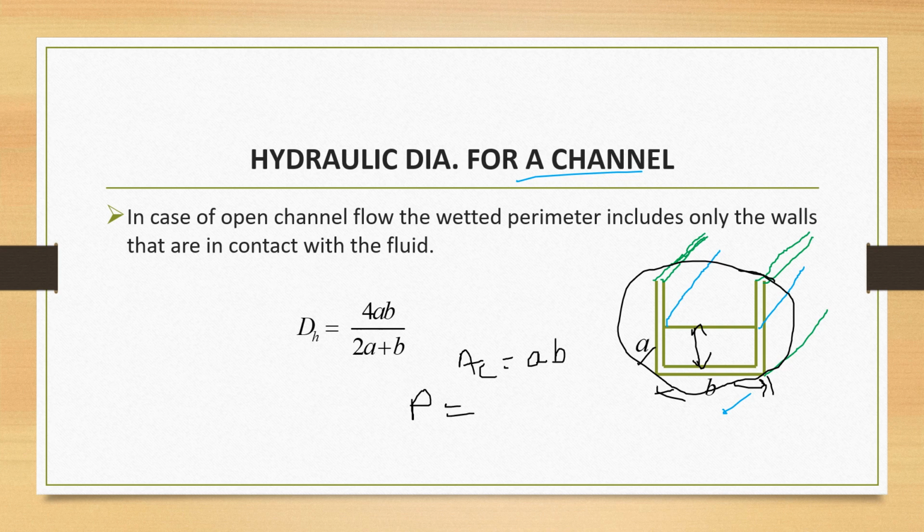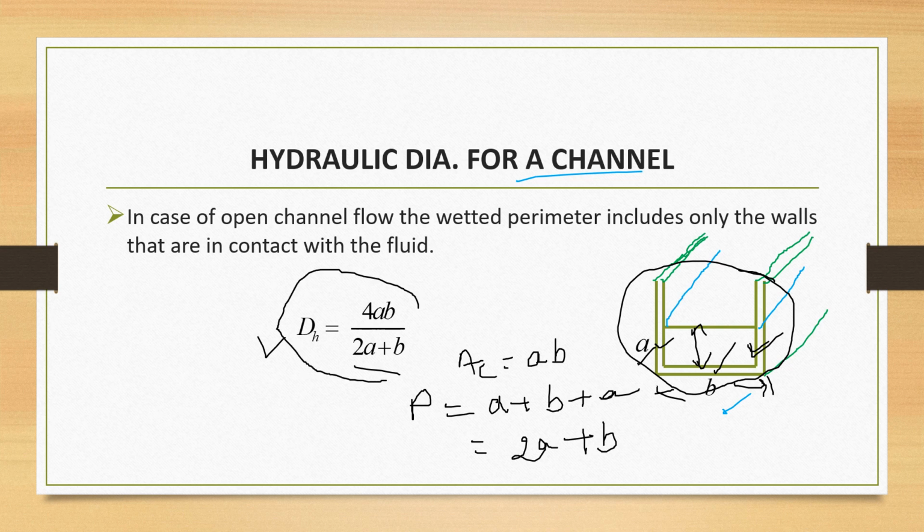And we can write the wetted perimeter as, so see here, the fluid is in contact with this part, and this part. Okay, so we can write the perimeter as A plus B plus the right part, this part. Okay, so the total is 2 times A, okay, plus B. So this is the wetted perimeter. Okay, so we have the hydraulic diameter as 4 times the cross sectional area divided by the wetted perimeter. So this is the hydraulic diameter in case of an open channel. Okay, so I hope this is clear now. So that's all. Thank you.